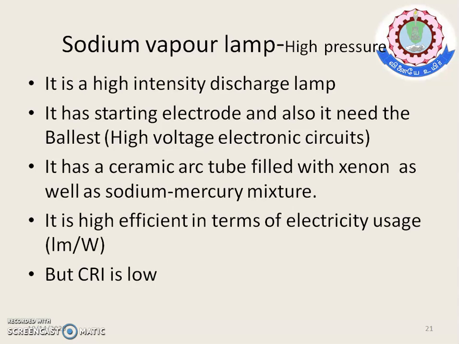And in continuation of the sodium vapor lamp, high pressure lamps. Here it is also a high intensity discharge lamp. It has a starting electrode, and also it needs a ballast. It has a ceramic arc tube filled with inert gases of xenon as well as the sodium mercury mixture. It is highly efficient in terms of electricity usage, but again it is also low in CRI.